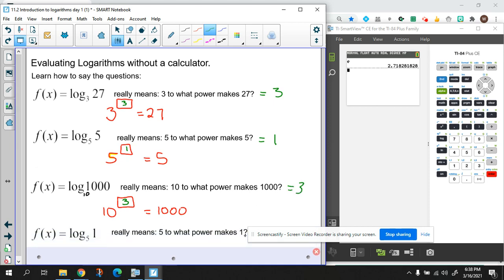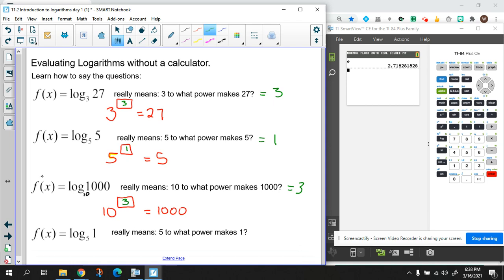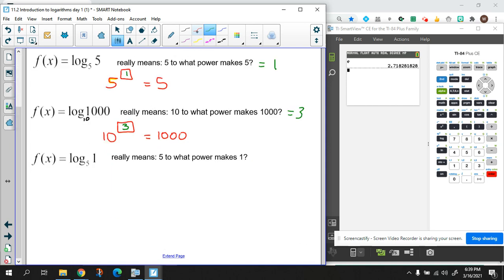The next one, log base 5 of 1, is somewhat unique. So you have to remember your rules of exponents a little bit for this one. But what it really means is 5 to what power would make 1? And there is actually an answer to that. 5 to the 0 power, any number to the 0 power is 1.